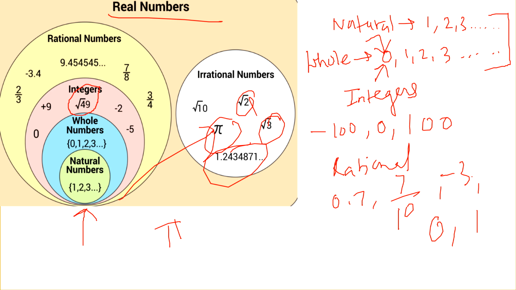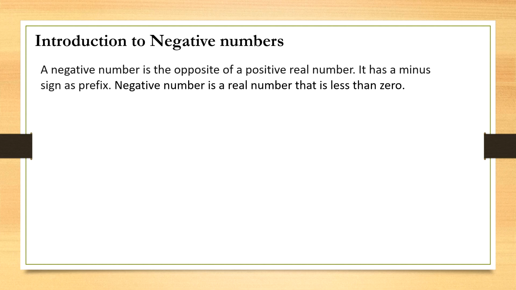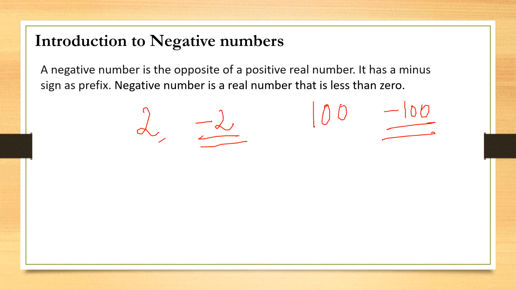Now our main concern is the negative numbers. What are negative numbers? Negative numbers are the opposite of a positive real number. Let's say 2, its opposite is minus 2. Let's say 100, its opposite is minus 100. So we are concentrating on those which have minus as a prefix. They are always less than 0.